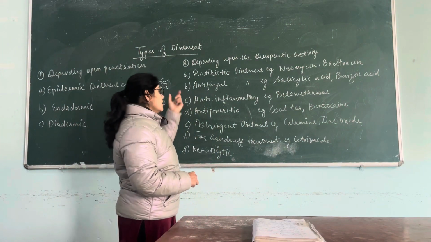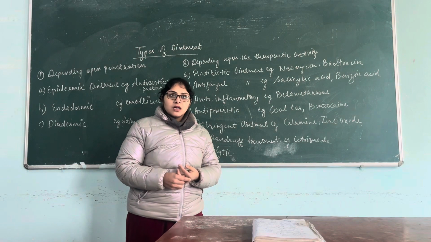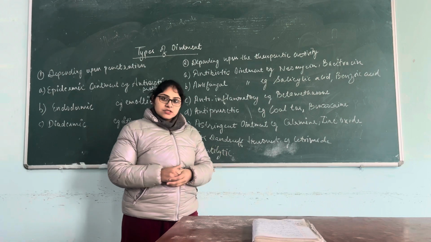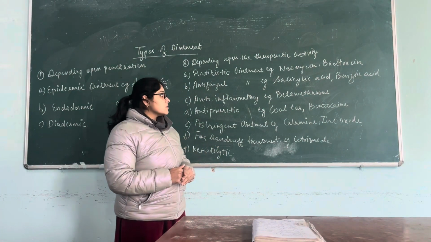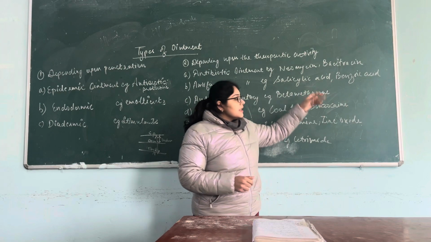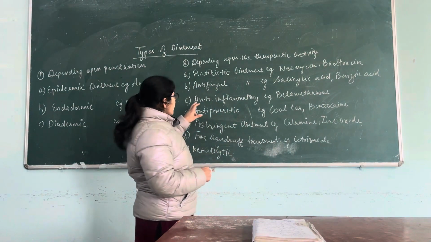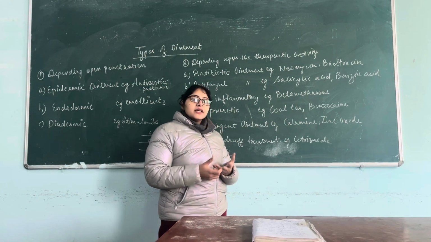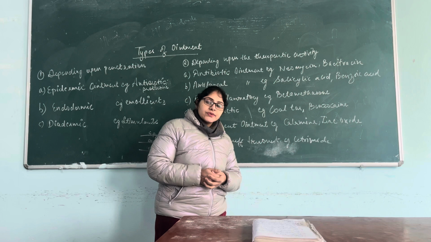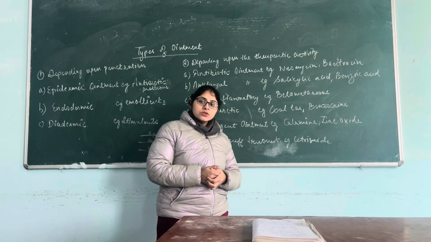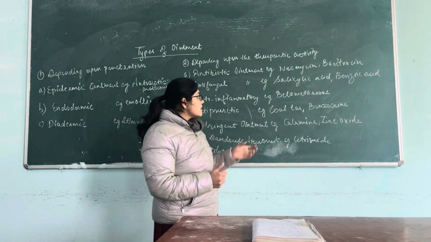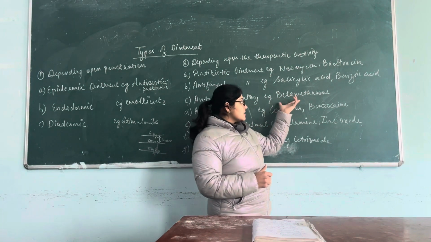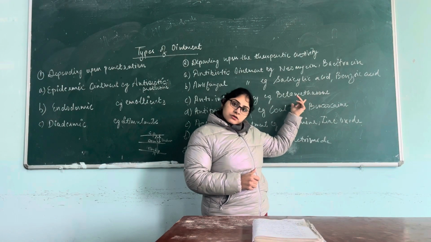Then antifungal. Sometimes in the skin, fungal infection happens. So to reduce the fungal infection we use antifungal ointments also. For example, salicylic acid, benzoic acid. Then anti-inflammatory drugs. Sometimes if there is inflammation in the layers of the skin, so anti-inflammatory ointments are used which decrease the inflammation in the skin. Example is betamethasone, maybe steroid. It also acts as anti-inflammatory and steroidal drug also.